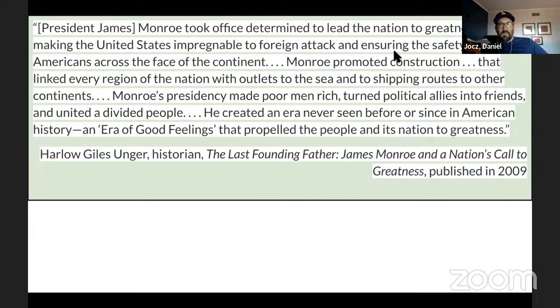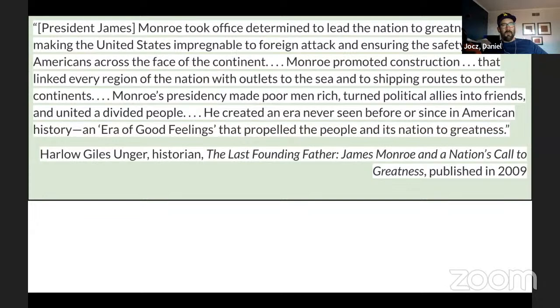Okay, and ensuring the safety of Americans across the face of the continent. Negotiating deals with England, our border with Canada and sharing Oregon, and then the Florida stuff. Okay. Monroe promoted construction that linked every region of the nation with outlets to the sea and to shipping routes to other continents. Got to build that transportation, baby. So Monroe's promoting that transportation. He's making sure no one's going to attack us. Monroe's presidency made poor men rich, turned political allies into friends, and united a divided people. He created an era never seen before in American history, an era of good feelings that propelled the people and its nation to greatness. Okay. All right. Very different view.